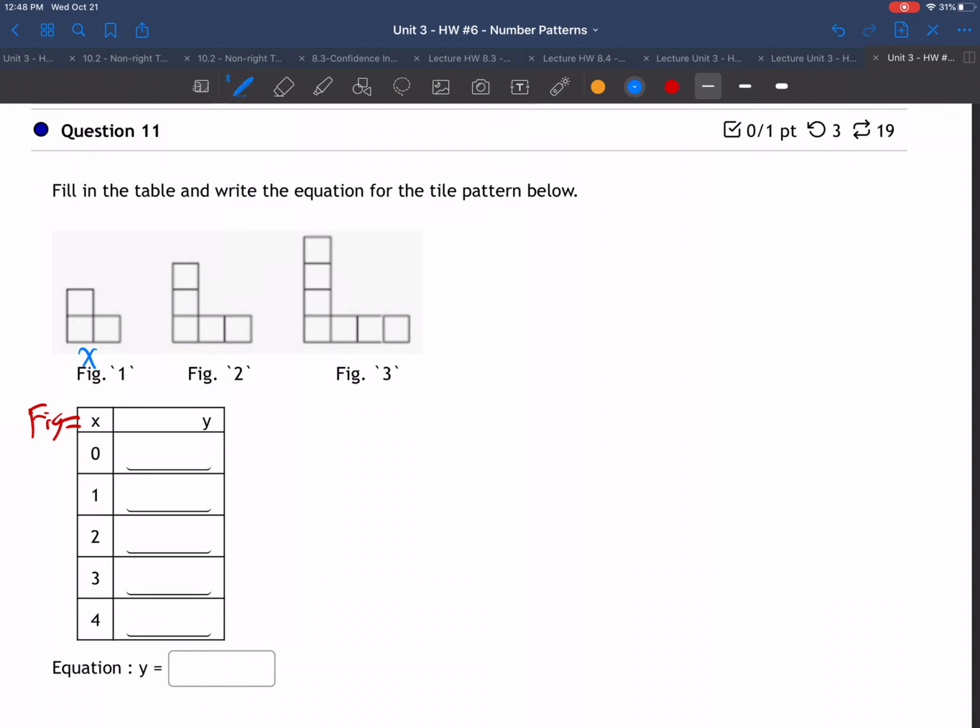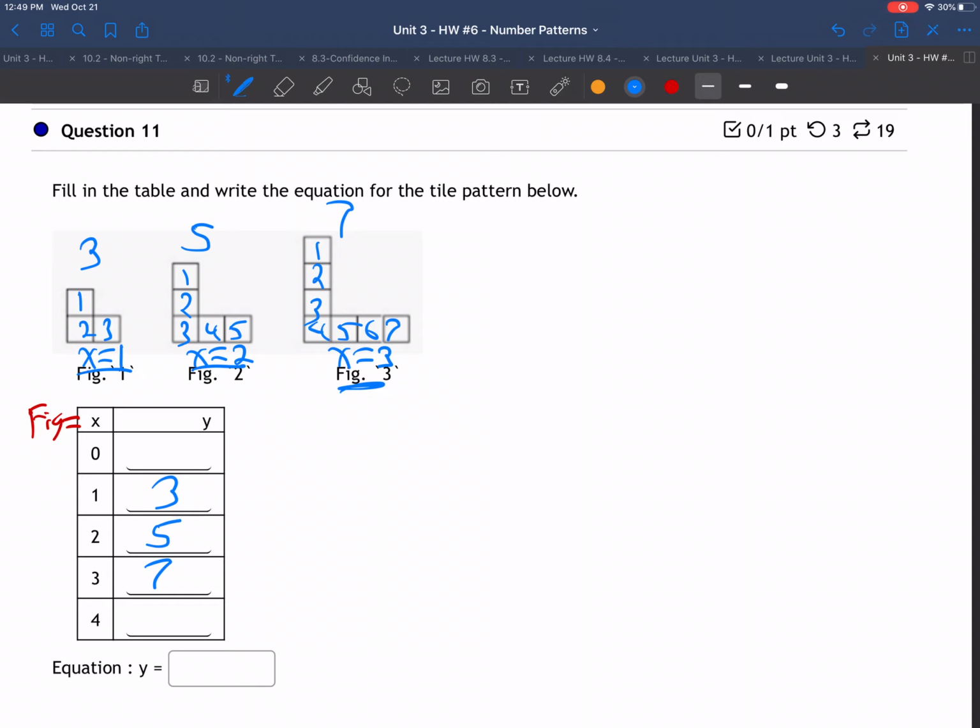So this is x equals 1, x equals 2, x equals 3. For x equals 1, we have 3, right? 1, 2, 3. 3 blocks. And here we have 1, 2, 3, 4, 5 blocks. 5 blocks for figure number 2. And 1, 2, 3, 4, 5, 6, 7 blocks for figure number 3. So we have 3, 5, 7.